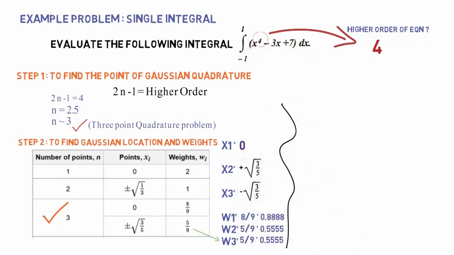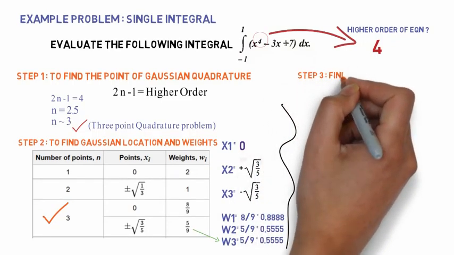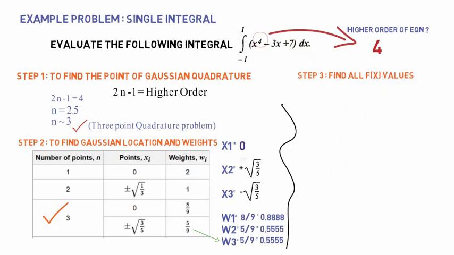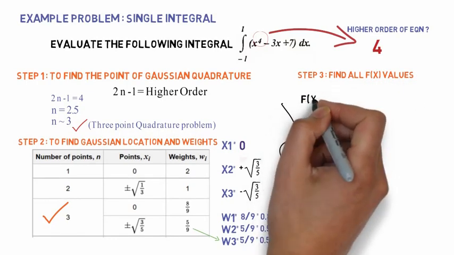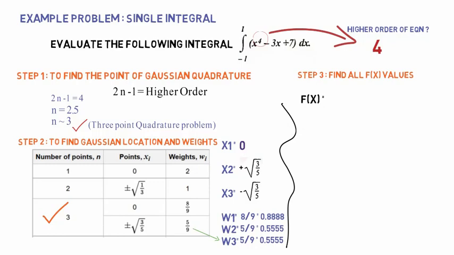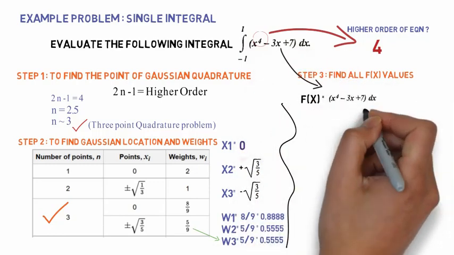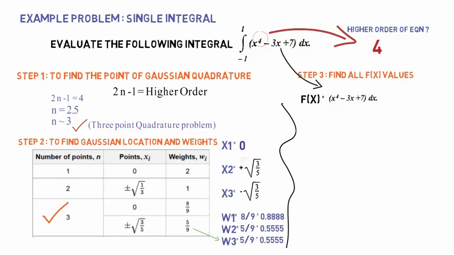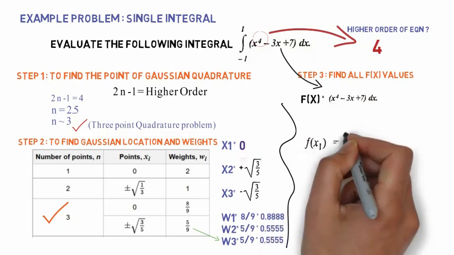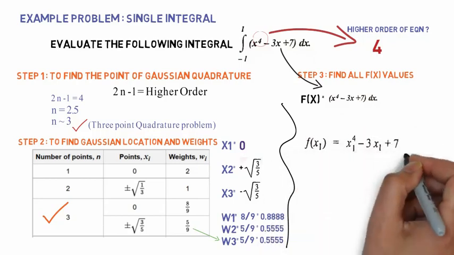Once you have identified all the location points and weights, the next step is to find all the values of f of x. f of x is written from the given problem. You simply neglect the integration symbol alone and the remaining portion should be taken as f of x, that is x power 4 minus 3x plus 7. Since it is a 3-point Gaussian quadrature problem, you need to find all the f of x values.